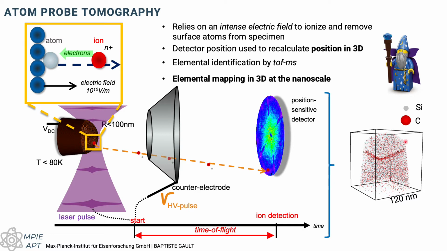And here you can see the analysis of a grain boundary in silicon that is decorated with a lot of carbon, and the grain boundary is faceted, so we can then locally measure the amount of carbon on different facets, for example, of this faceted grain boundary.